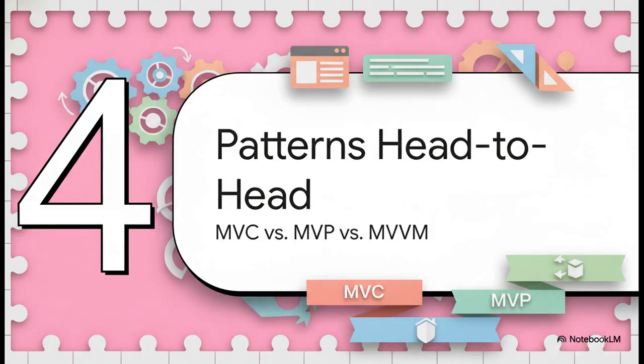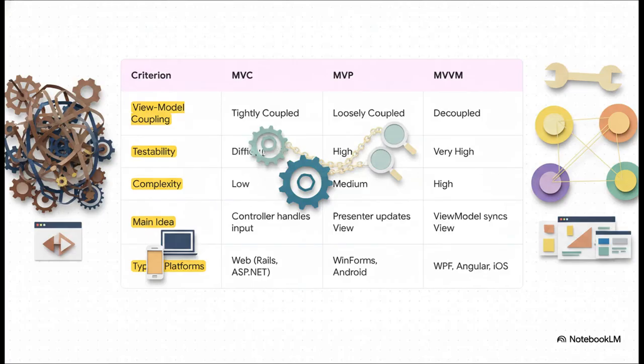Okay, deep breath. We've covered the big three. Now, to really let it all sink in, let's put them side by side for a direct comparison. You can really see the evolution here, can't you? We start with MVC, which is pretty tightly coupled, making it harder to test. Then we move to MVP, which loosens things up to make testing a priority.